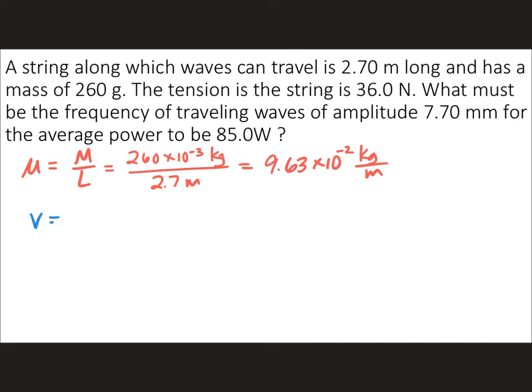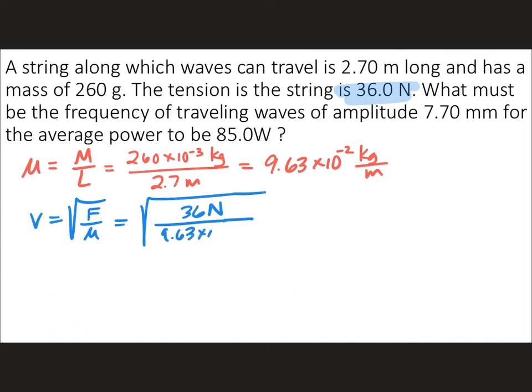And that means I can go right back to this equation that we saw before, but didn't get to use in this exact form. So we have 36 newtons right out of the problem. Mass density that we just solved for. And we get 19.3 meters per second. That's moving pretty fast. Okay.